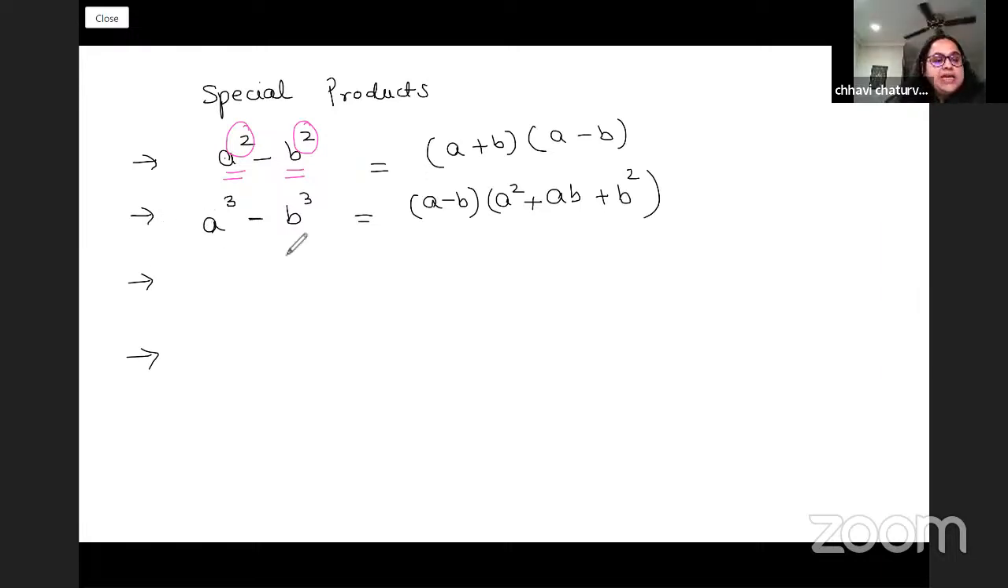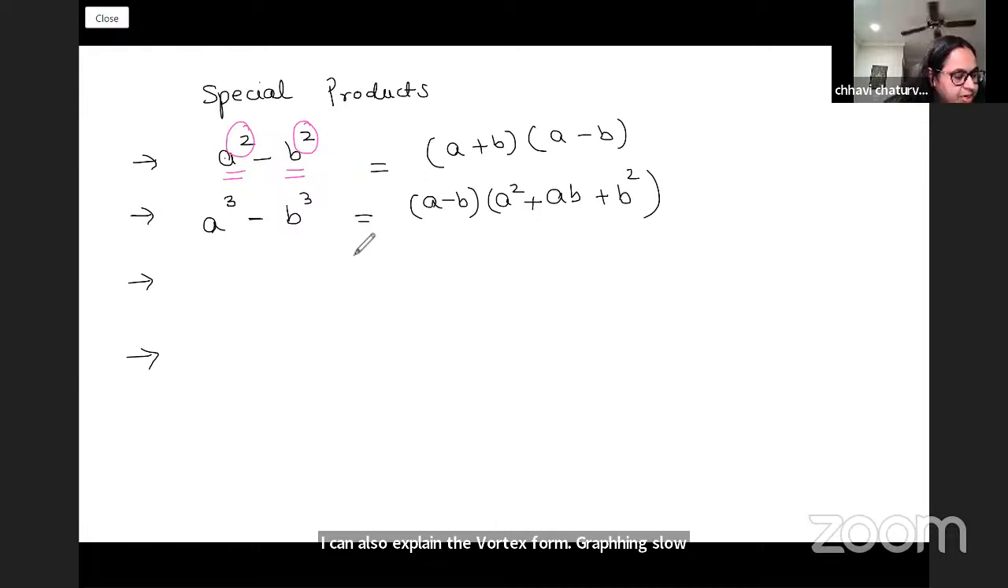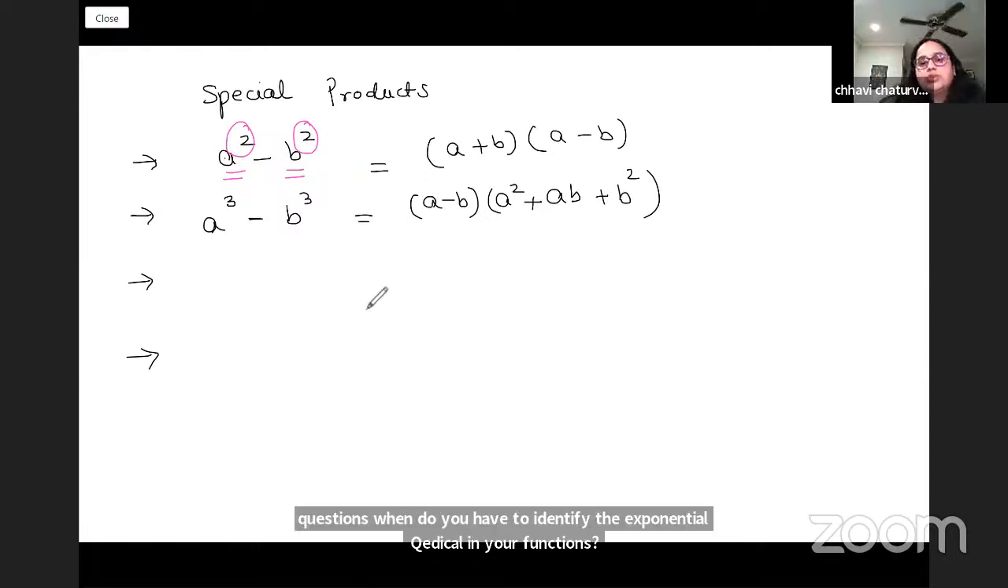All right, I'll take some more factoring trinomial questions. And yes, I can also explain the vertex form and graphing slope questions. When do you have to identify the exponential, quadratic, and linear functions? Yes, of course, we will discuss those questions as well.